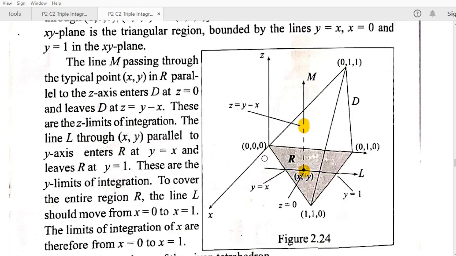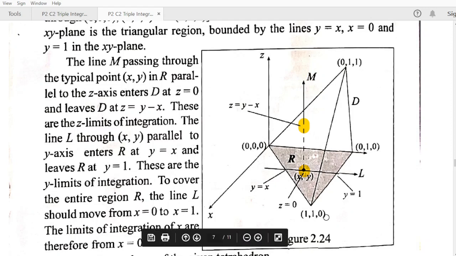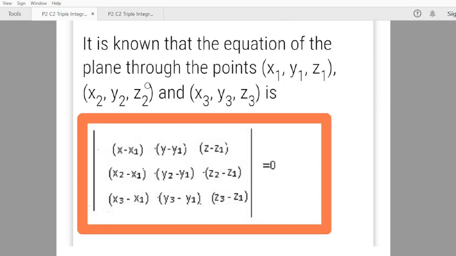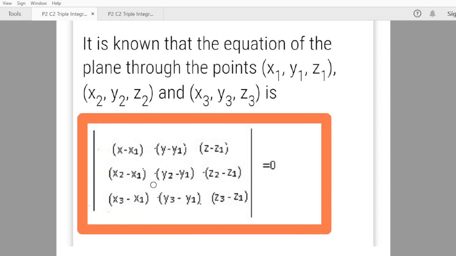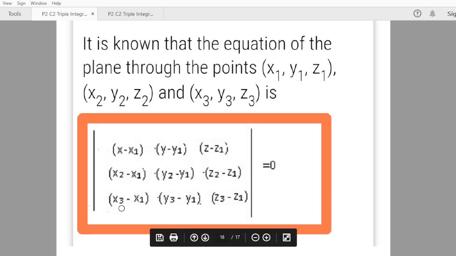So here all we know is the 3 points the plane contains: 0, 0, 0, 0, 1, 1 and 1, 1, 0. We can find the equation of this plane by the formula. It is known that the equation of the plane through the points x1, y1, z1, x2, y2, z2 and x3, y3, z3 is the determinant with rows x minus x1, y minus y1, z minus z1; x2 minus x1, y2 minus y1, z2 minus z1; x3 minus x1, y3 minus y1, z3 minus z1.